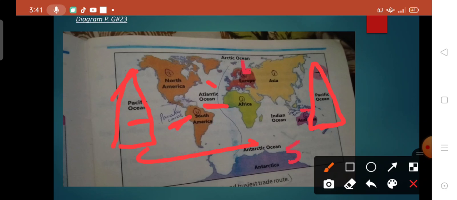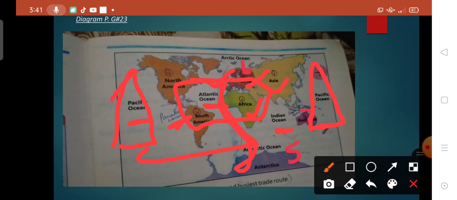Atlantic Ocean, this one, and we discussed that it is the world's most important and busiest trade route. Why is it the most important and busiest trade route? Because the Atlantic Ocean connects Asia, Europe, Africa, North America and South America continents. That's why it is the most important and busiest trade route, and it is denoted as S. Little s. Okay, then we have the Indian Ocean.